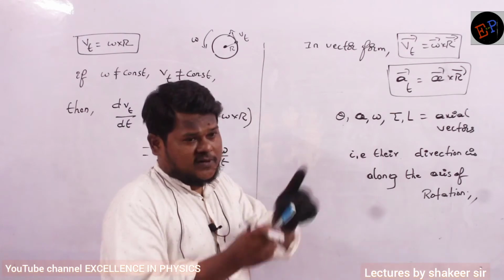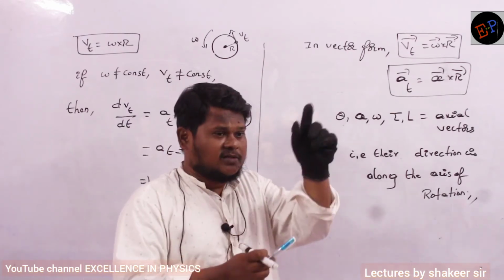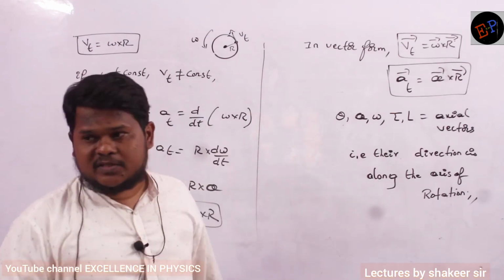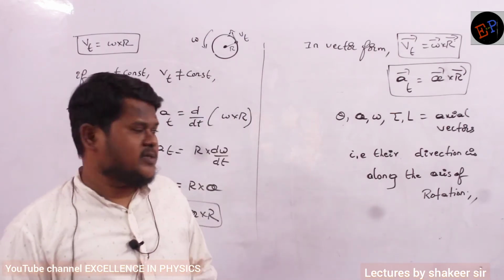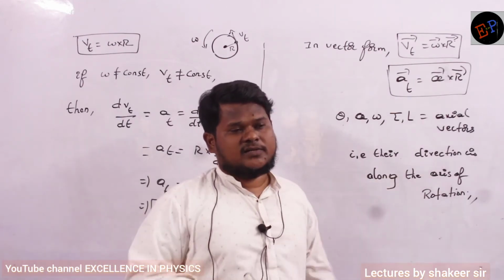Alpha in the direction of axis. Omega in the direction of axis. Torque in the direction of axis. L also, angular momentum, that also will be present in the direction of axis only. That is why they are called which vectors? Axial vectors. They are present along the direction of axis.